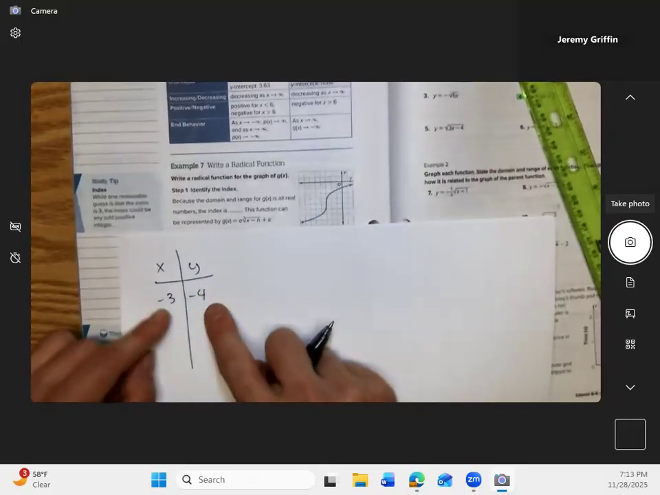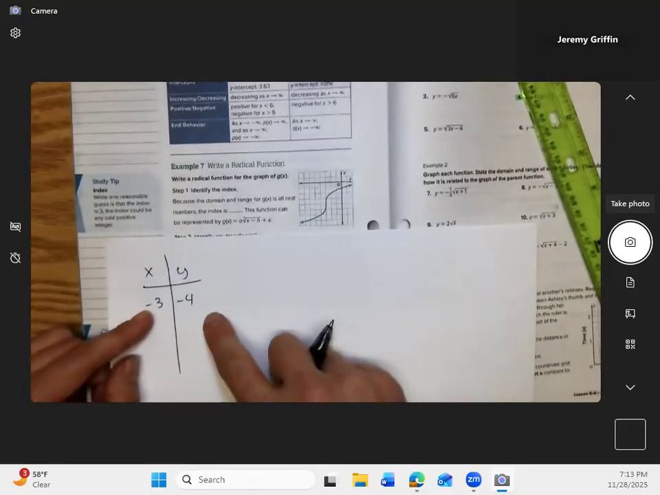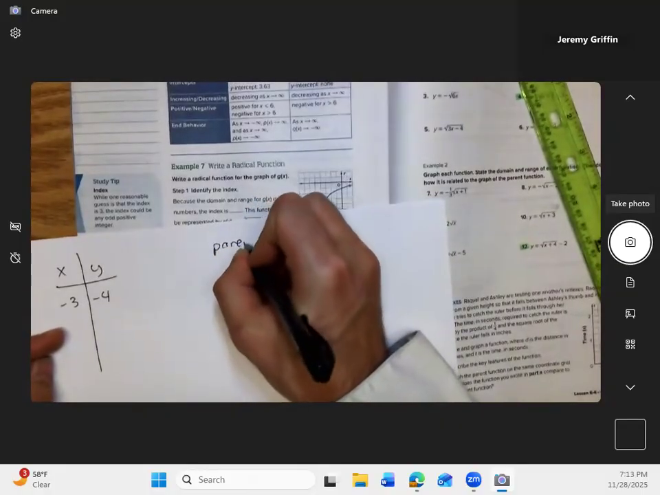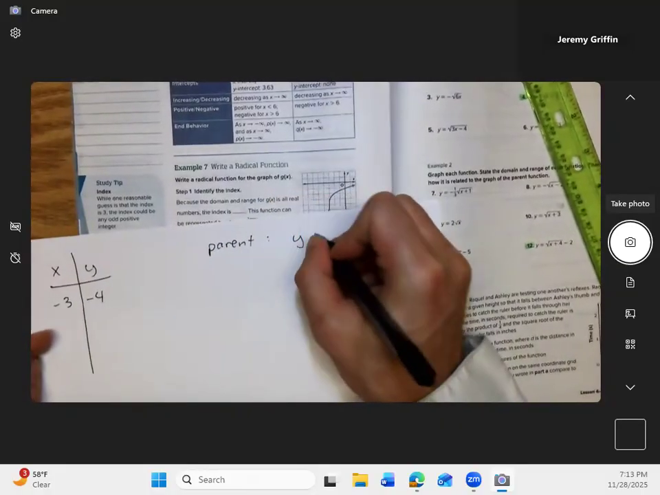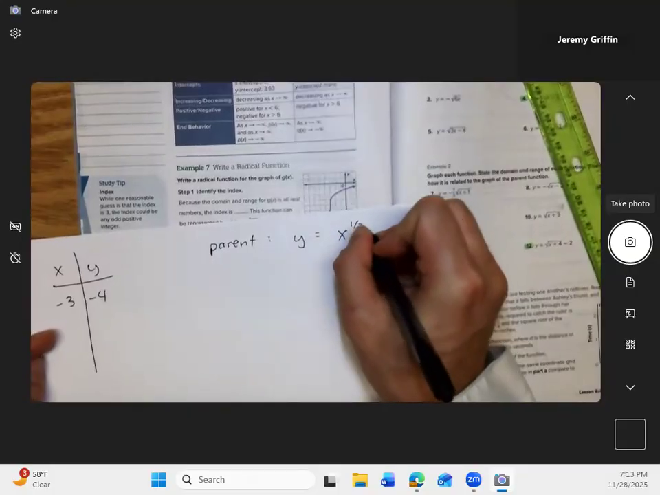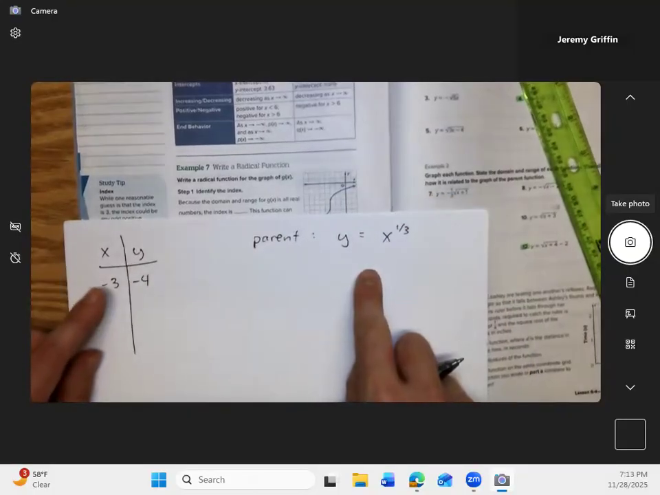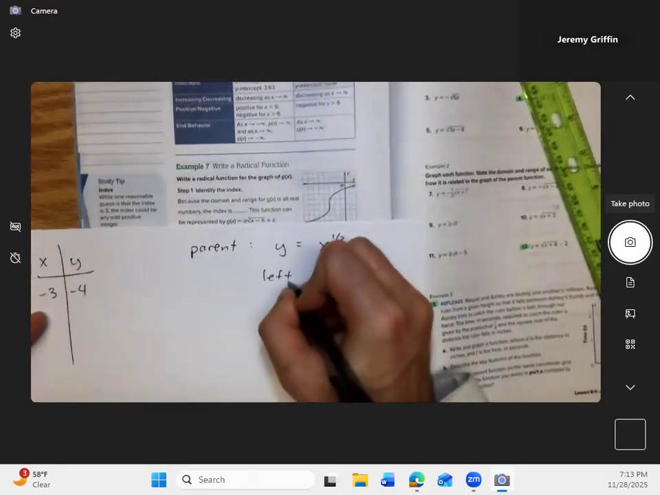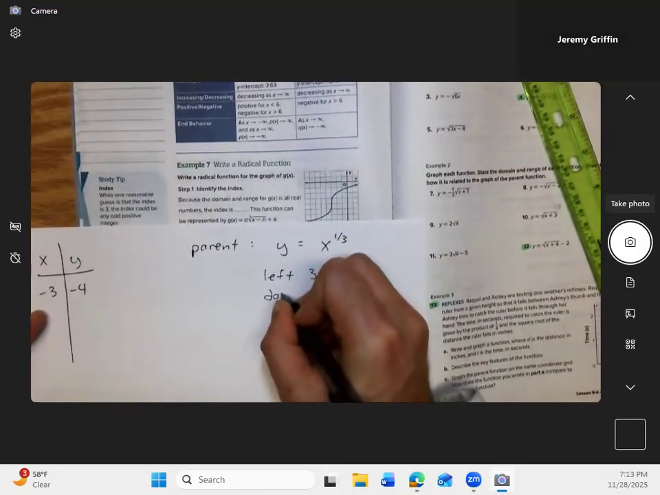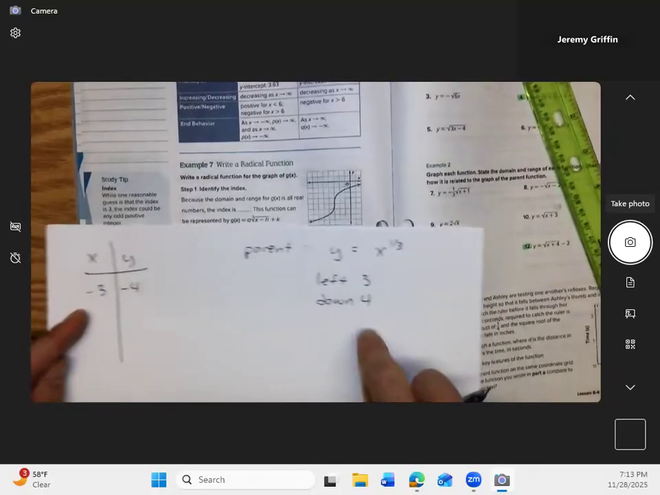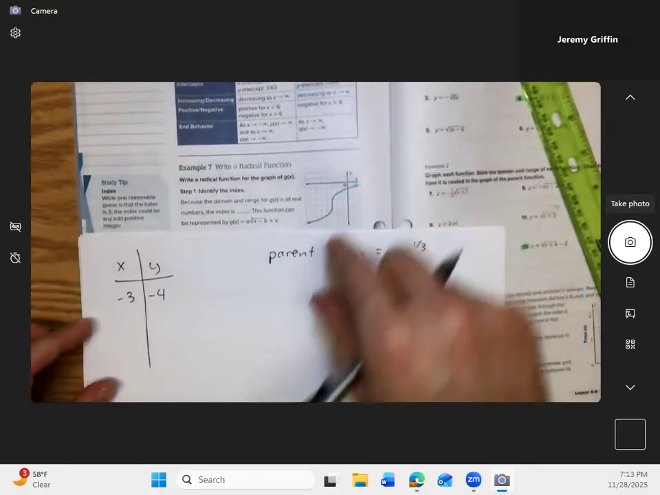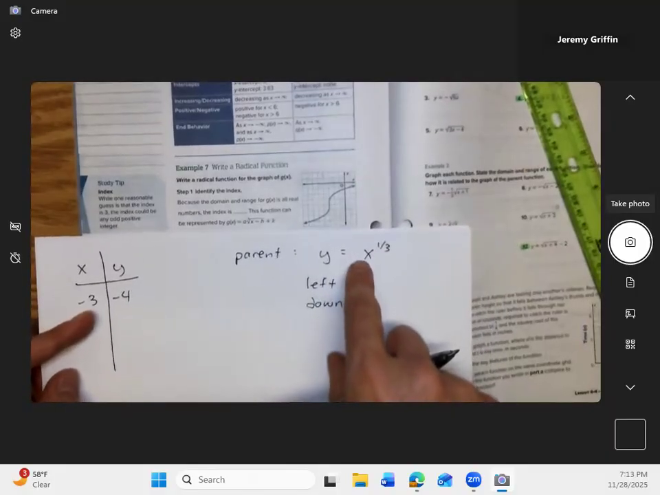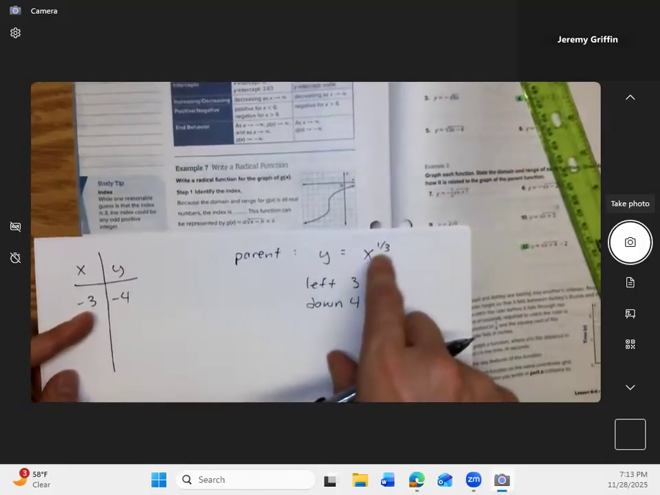Okay? I think you have to start from a parent function where the parent would be y equals the cube root of x, or x to the 1/3. Okay? Well, we got to shift to the left 3 and down 4. So we need to go left 3, down 4. Right? But that's not all. It looks like there's also a vertical stretch because I remember from the parent, if 0, 0 exists, then 1, 1 also exists because the cube root of 1 is still 1.